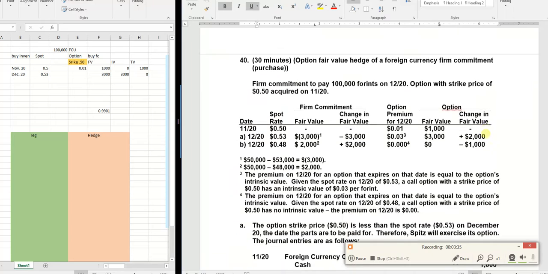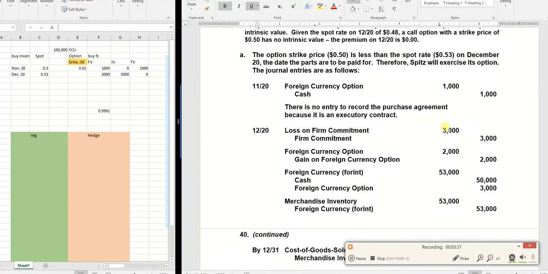Okay, so let's go to the journal entries. On 11/20, notice I buy inventory, but if you go back to the problem, they haven't bought it till December 20th. They've just signed an agreement here. And so there is no entry on the regular side. So put no entry, only a purchase order has been signed. All right. However, on the option side, I had to buy it for $1,000. So I debit foreign currency option in cash.